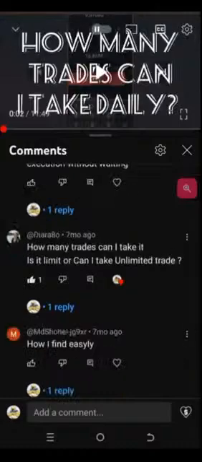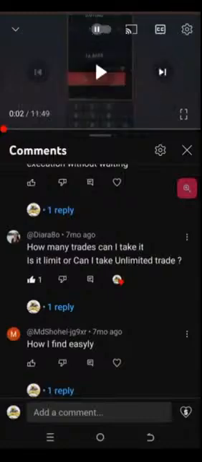Okay, so I'll just take one more question. It says, how many trades can I take? Is it limited, or can I take unlimited trades? Actually, you can take as many trades as will get executed with limit order. Like I said, depending on the volume, the liquidity, and the movement of price, your trade can get executed within minutes. And once it gets executed, you can take out another trade. You don't have to wait like just one trade a day. You can do several trades within a day. It's unlimited. You can take it as many times as you want, as long as it gets executed.